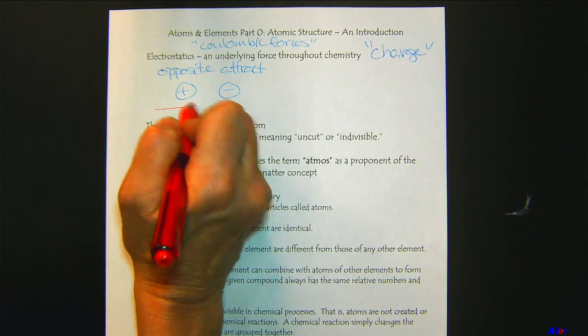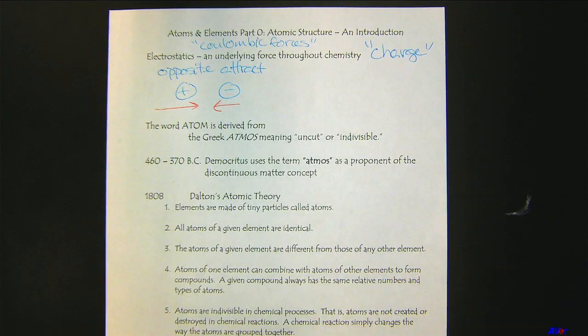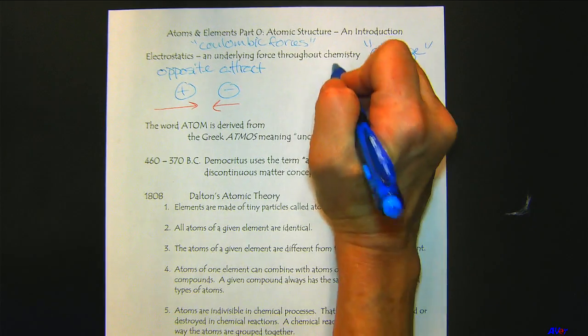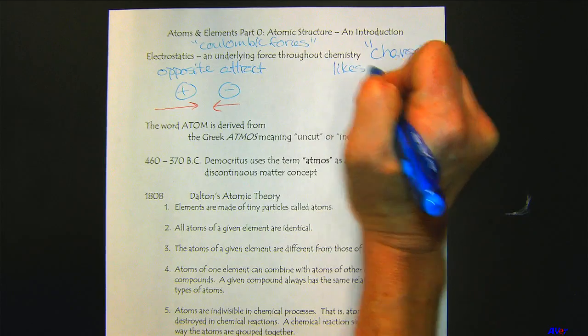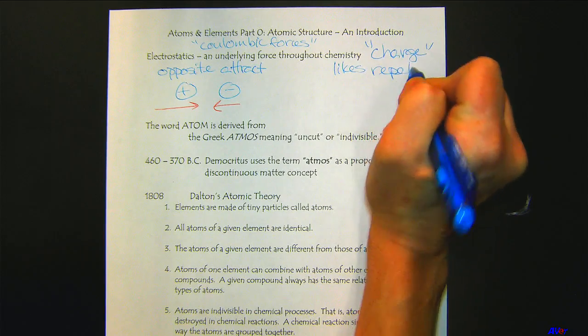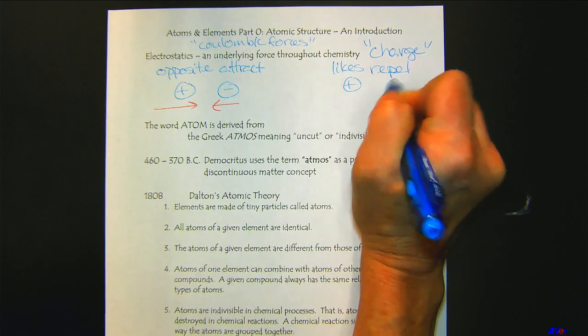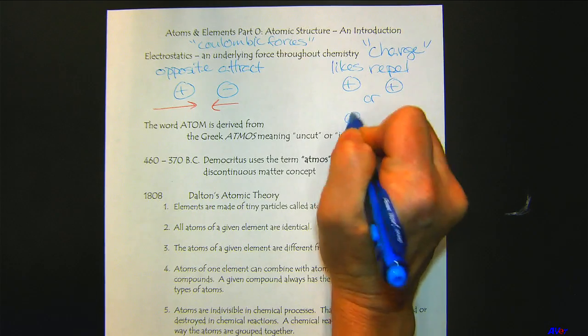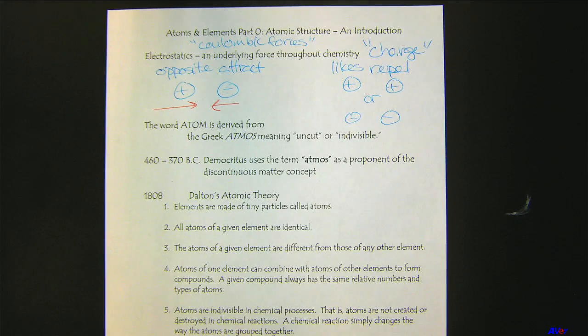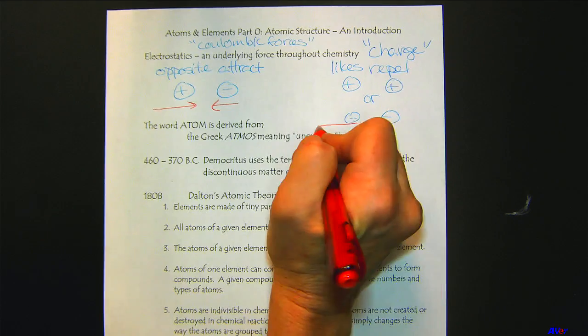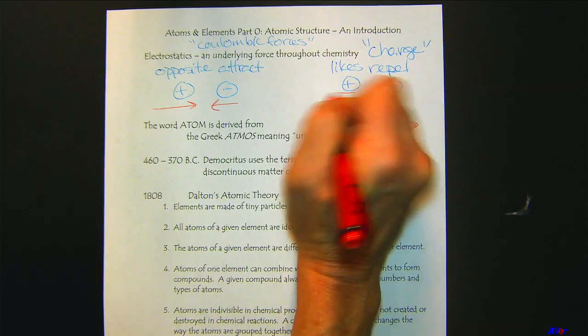And it doesn't matter what the circumstances. Positive and negative love to come together. And likes repel. So whether we have two positives or we have two negatives, they do not want to be next to each other. So they are going to repel.